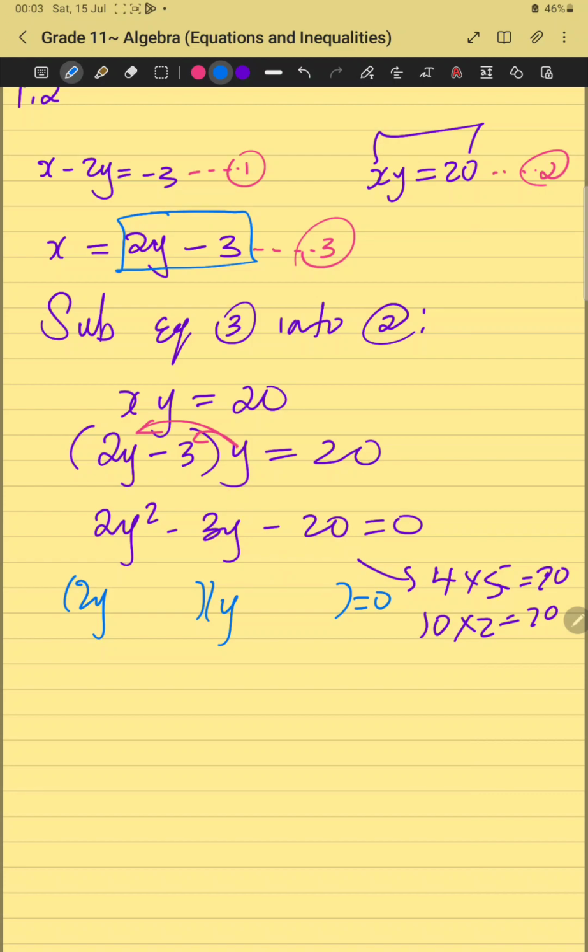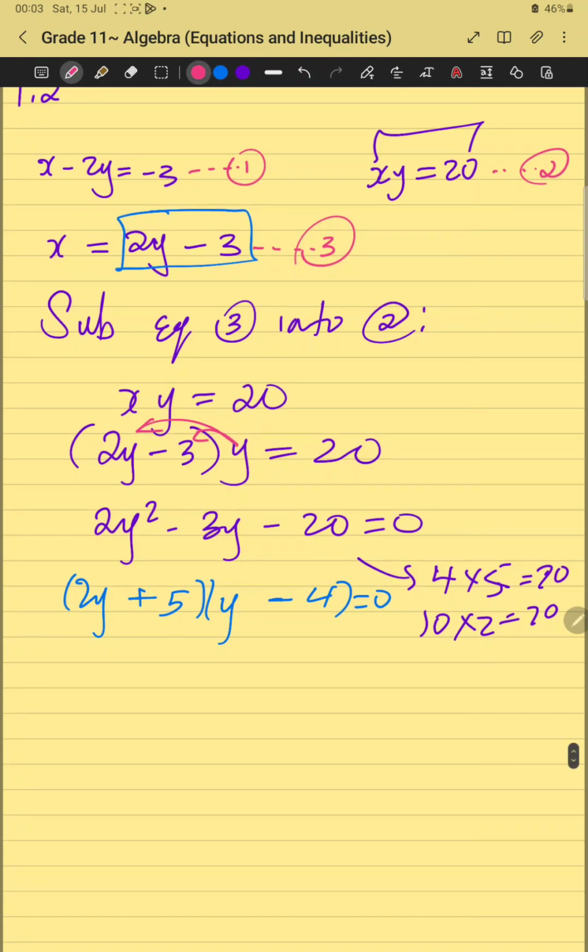Then now if we put 4 here, and then if we put 5 here, and then let's say this one must be minus and this one must be plus. Let's just try to multiply it out and you check. So 2y times y must be 2y squared. 2y times that must be negative 8y, and 5 times y must be plus 5y, and of course the last one is going to give us negative 20.